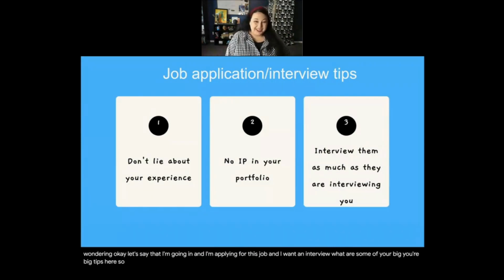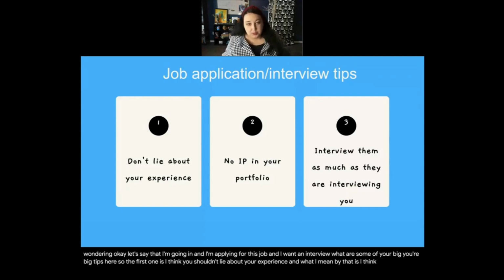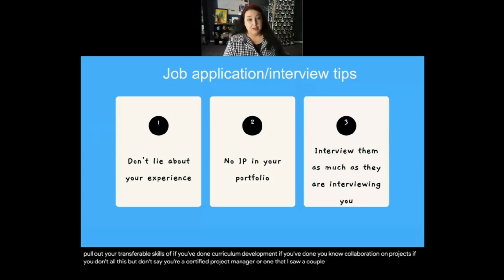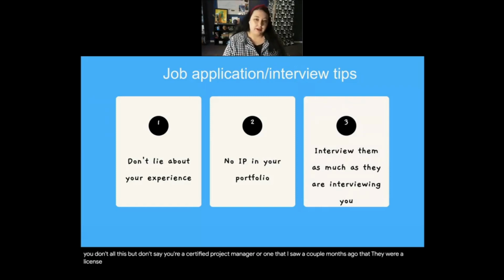So the first one is, I think you shouldn't lie about your experience. And what I mean by that is, I think it's awesome to pull out your transferable skills, if you've done curriculum development, if you've done collaboration on projects, if you've done all this. But don't say you're a certified project manager. Or one that I saw a couple months ago that I got my pitchfork out about, someone said that they were a licensed instructional designer.